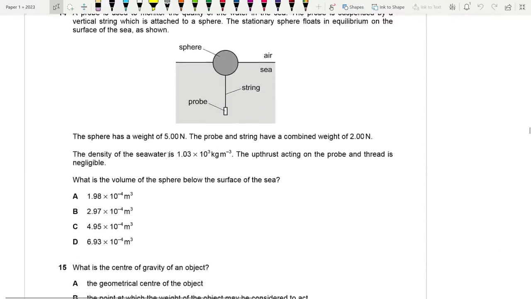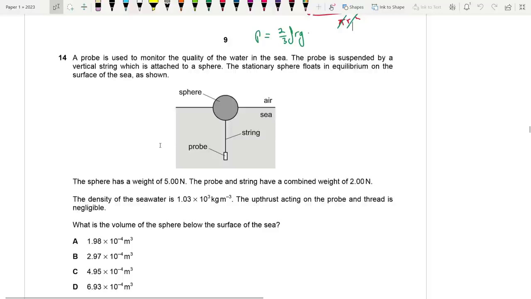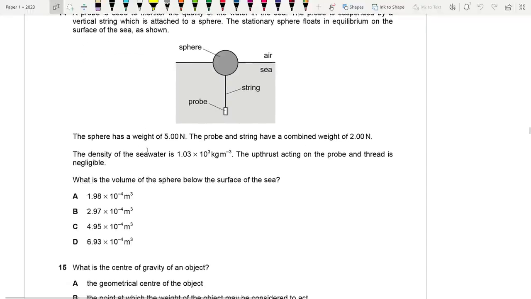A probe is used to monitor the quality of water in the sea. The probe is suspended by a vertical string which is attached to a sphere. The stationary sphere floats in equilibrium on the surface of the sea as shown. So it's floating in equilibrium. The sphere has a weight of 5 Newton. The probe and string have a combined weight of 2 Newton. The density of seawater is this. The upthrust acting on the probe and thread is negligible, so we do not consider that upthrust. What is the volume of the sphere below the surface of the sea?